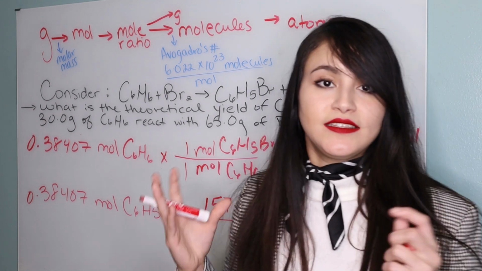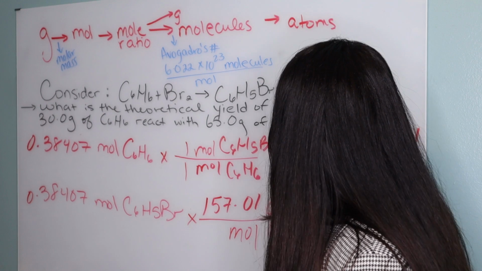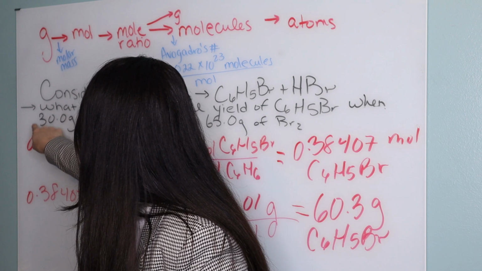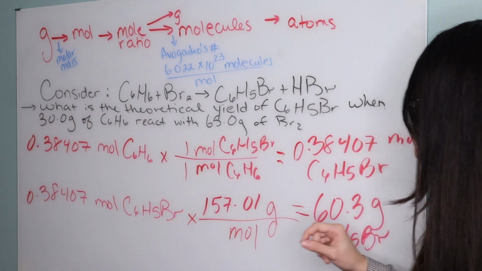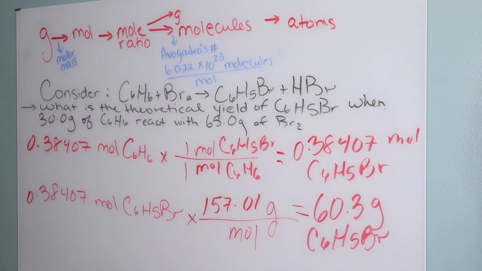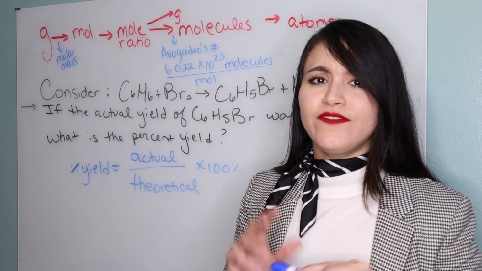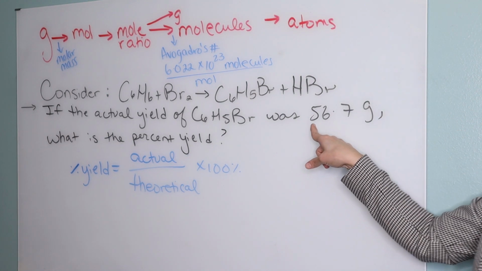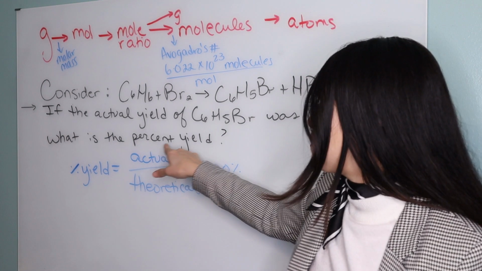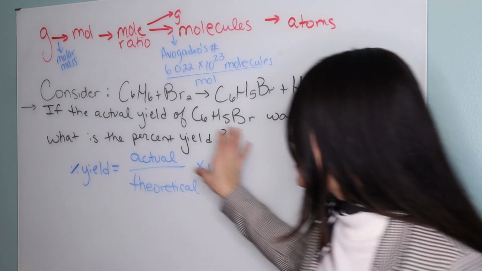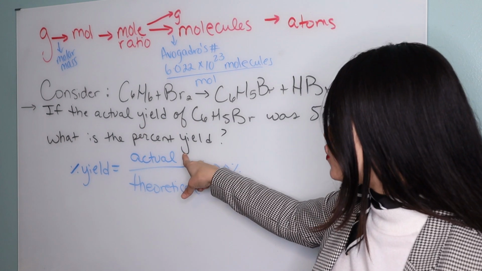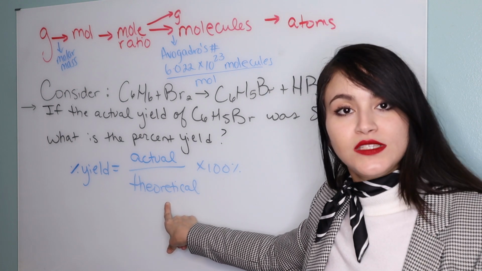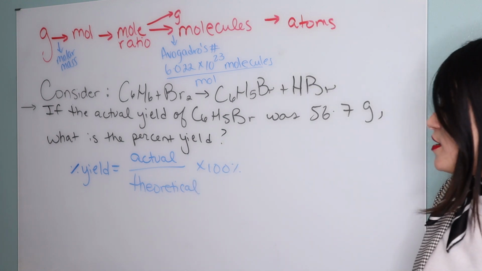Alright, then let's check the significant figures. We have of our limiting reactant, 1, 2, 3 significant figures, and we ended up with 3 significant figures. So we're good. Now that we found the theoretical yield, they're asking us, if the actual yield of the product was 56.7 grams, what is the percent yield? So the percent yield equation is going to be this right here. It is the actual, which is what they're giving us right now, over the theoretical, which is what we found in the previous question, times 100%.